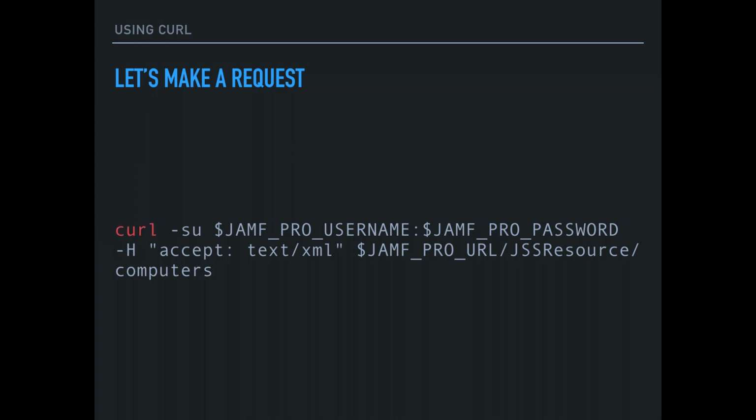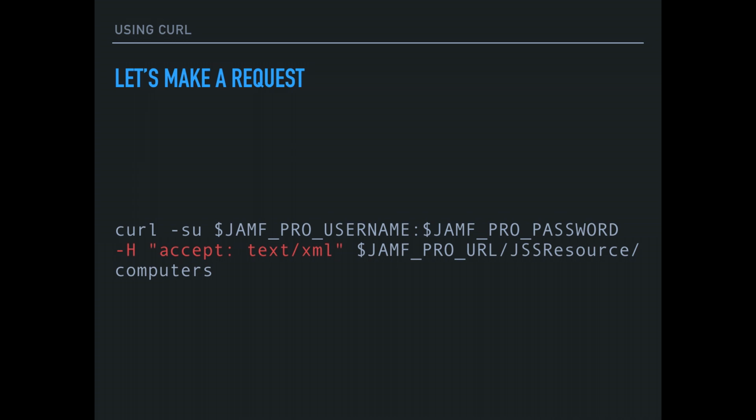So the first thing we have is our curl command that we're calling. And then we have our flag. So we're using -su. S again is for silent, and the U is for user. Following that, we have our username:password. I'm using variables here. You can also just hard code the things into your script if you like.